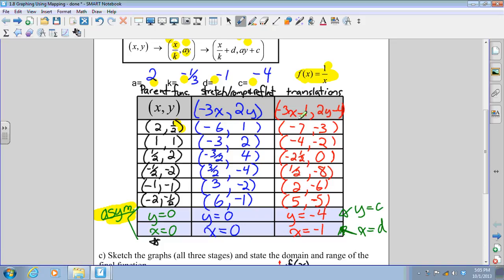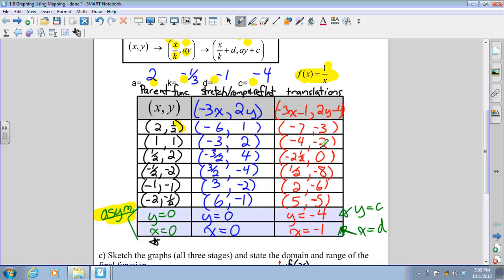They stay the same. Then when we do translations, that's your d and your c, ladies and gentlemen. So again, d is -1, so it goes in there, and c is -4. So basically, you're taking what you've done in the blue column and you're just subtracting 1. So -6 subtract 1 is -7. -3 subtract 1 is -4, and so on and so on. Likewise with the y part. You start with 1, and then it says to subtract 4. So 1 subtract 4 is -3. 2 subtract 4 is -2, and so on and so on.